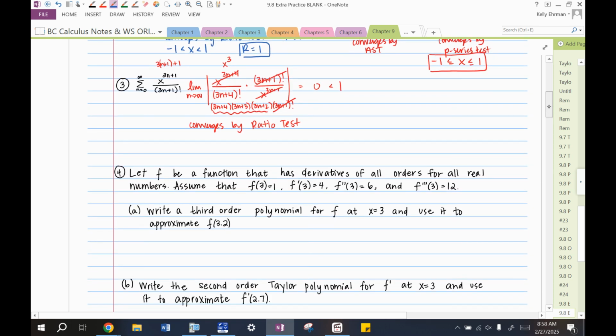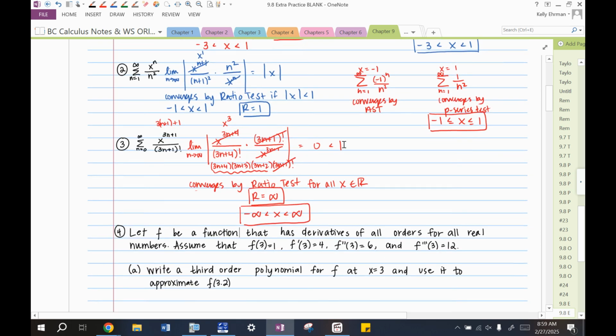And we had our interval of convergence. So here, this thing converges always by the ratio test. So for all x values that are real. So what does that mean? It means our radius of convergence is infinity. And it means our interval of convergence is any x value from -infinity to infinity. And again, you can use interval notation. I'm just trying to be consistent, I guess.